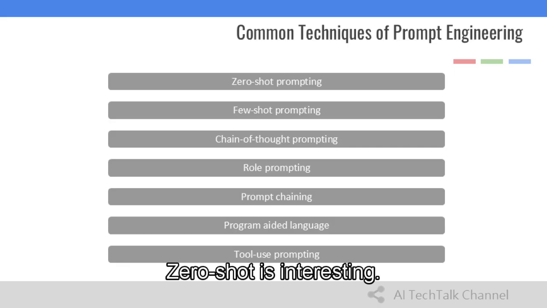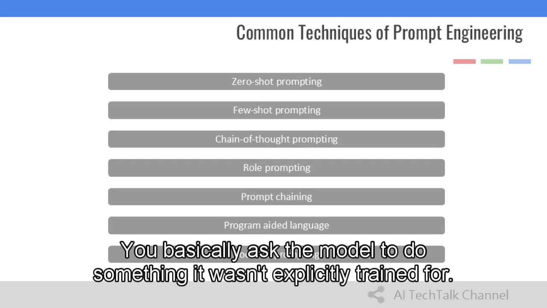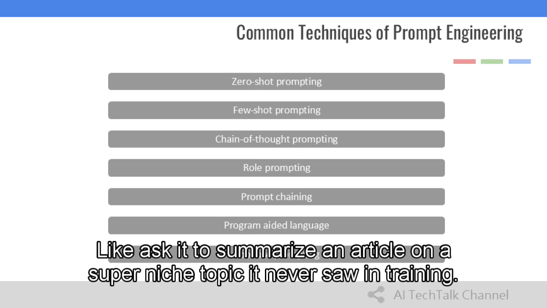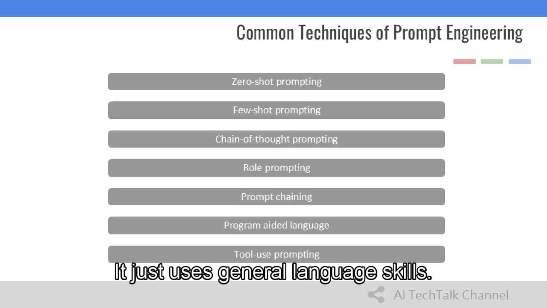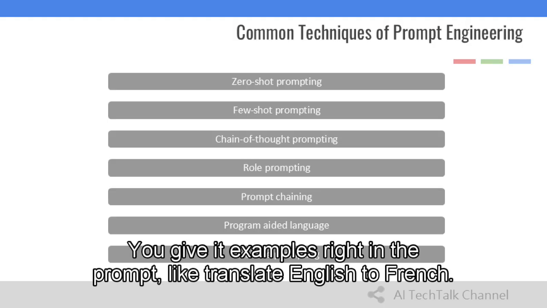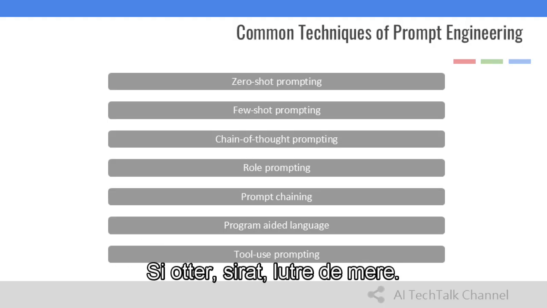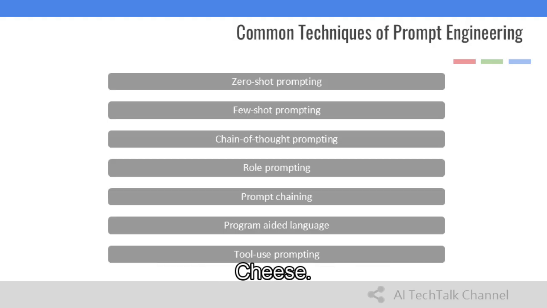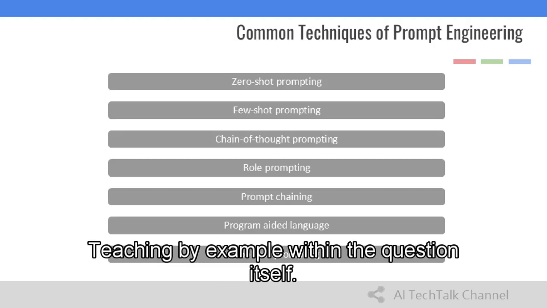Sure. Zero-shot is interesting. You basically ask the model to do something it wasn't explicitly trained for. Like, ask it to summarize an article on a super niche topic it never saw in training. It just uses its general language skills. Few-shot is a bit different. You give it examples right in the prompt, like, translate English to French. Sea otter, loutre de mer. Cheese. It sees the pattern. Ah, okay. Teaching by example within the question itself.